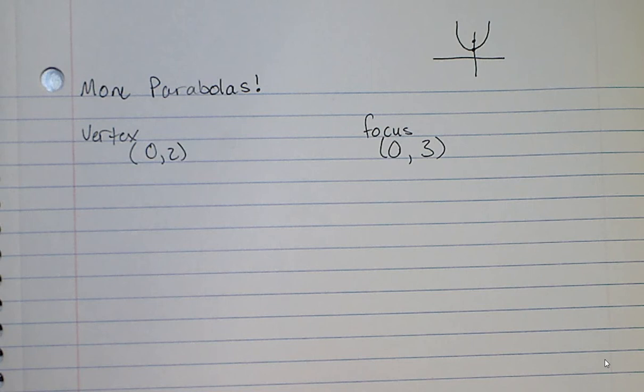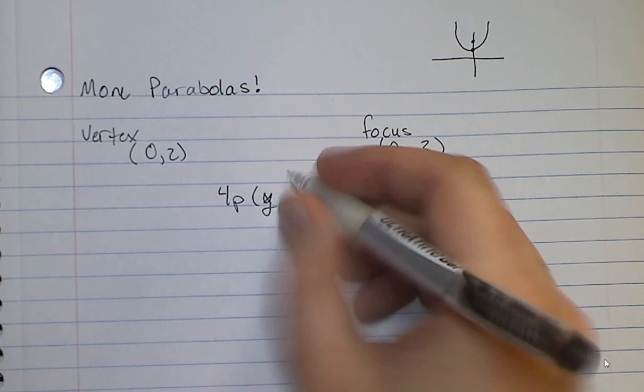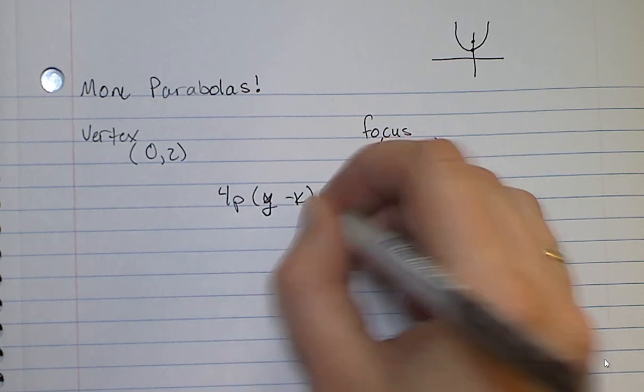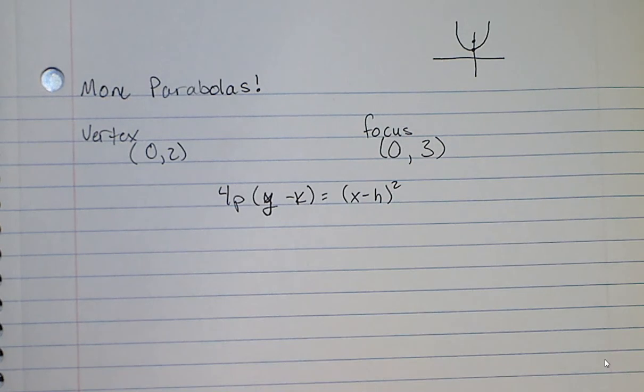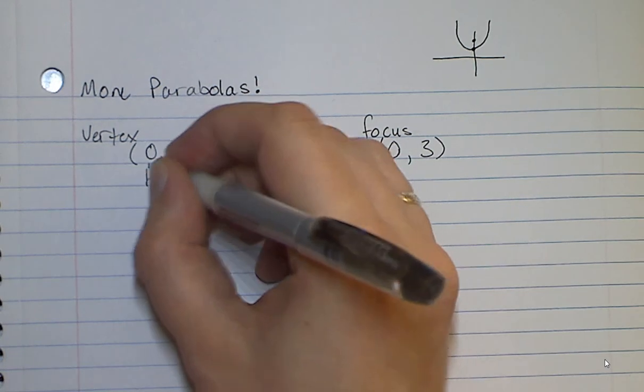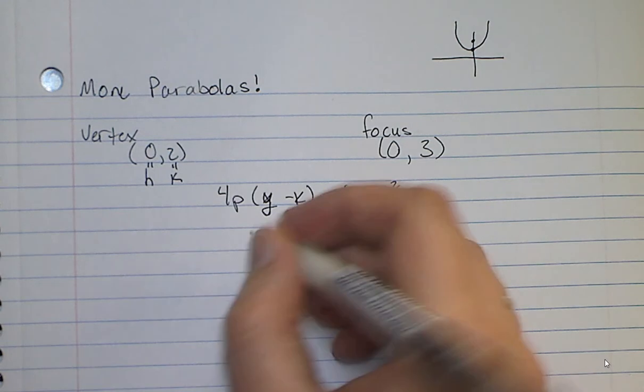The next thing you know is that if you're creating this equation, which is 4p(y − k) = (x − h)², then based on knowing the vertex, you know what h and k are, and the last thing you need to find is p. Because for the vertex, 0 is the h and 2 is the k. So you have almost everything you need right away. Kind of, sort of.